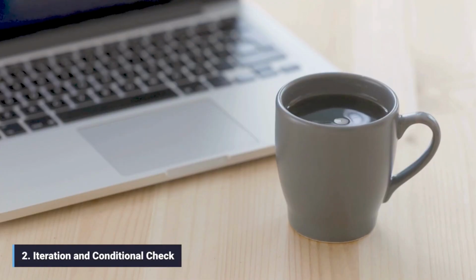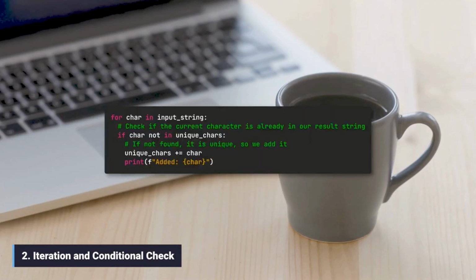2. Iteration and conditional check. We use a for loop to process every character in the input string. Inside the loop, we use the conditional: if character not in unique_chars. If this condition is true, it means we have encountered this character for the first time, and we should append it to our result string.